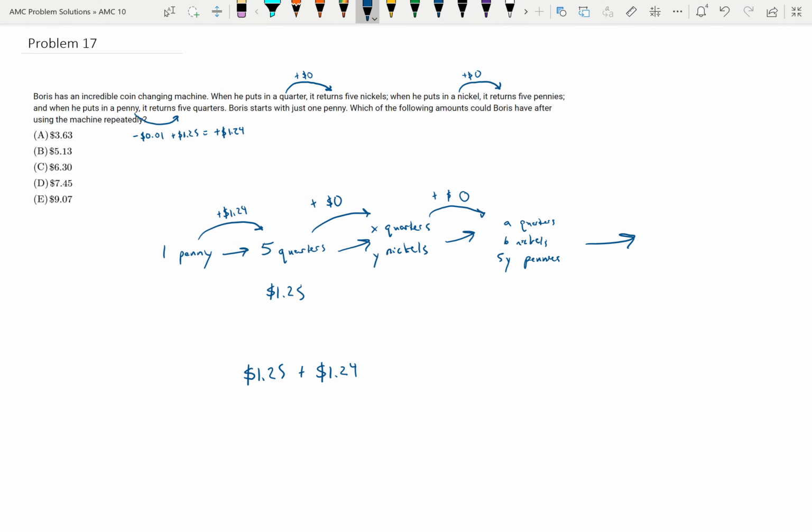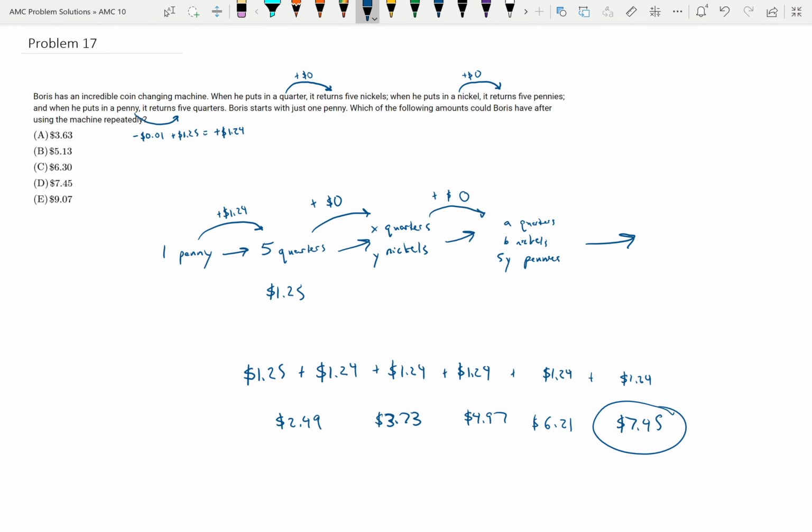So if we just calculate this as is, that's 249, 125 plus 124. That's none of the options. So plus another 1.24, that's going to be 373. Plus another 1.24, that's going to be 497. So none of the options still. Plus another 1.24, that's going to be 621. Still none of the options. Plus another 1.24, that's going to be 745. And that is an option.